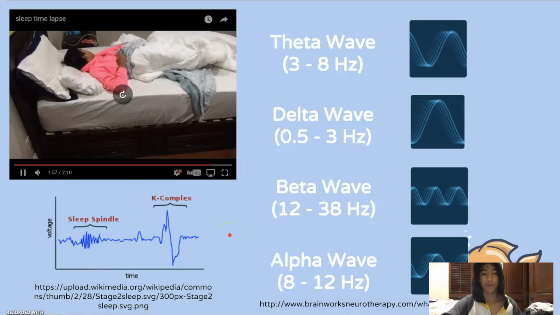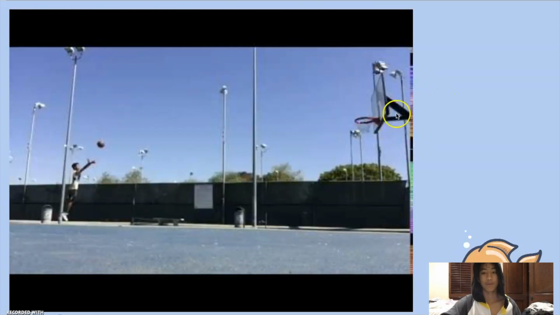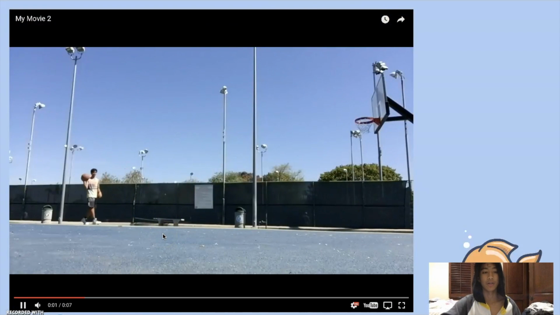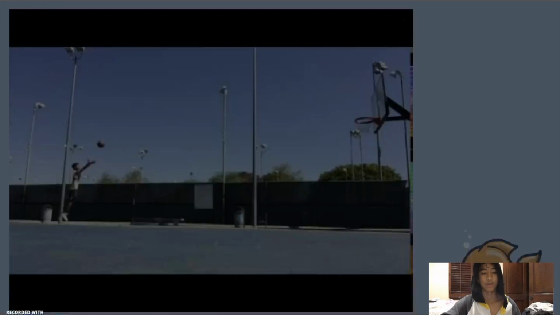Next, I'll be going over chemistry. The reason why we sleep is because of a substance called adenosine. It's a byproduct of ATP, so basically whenever we consume energy, we produce adenosine. So by the end of the day, we're tired, which I'll explain why in a little bit.